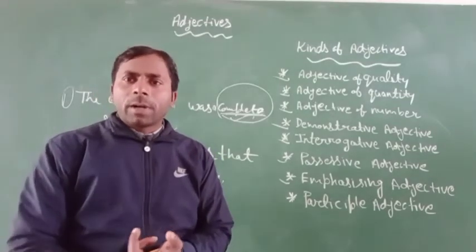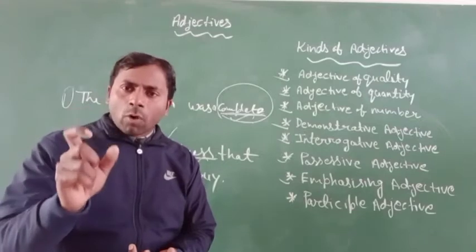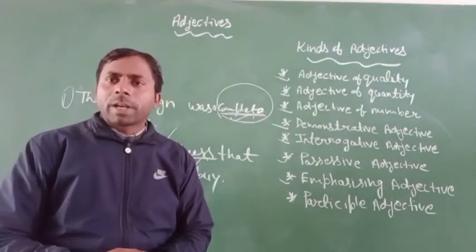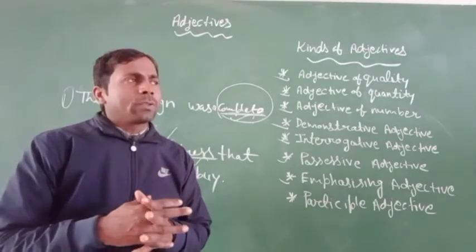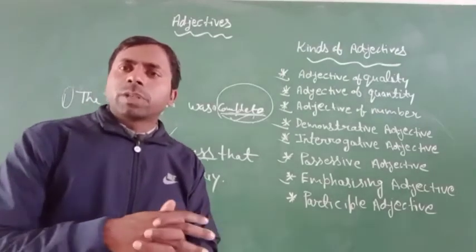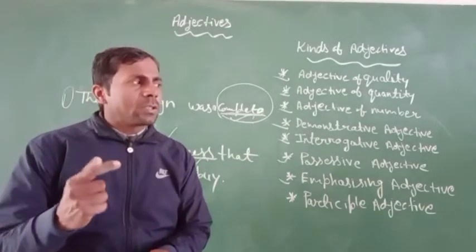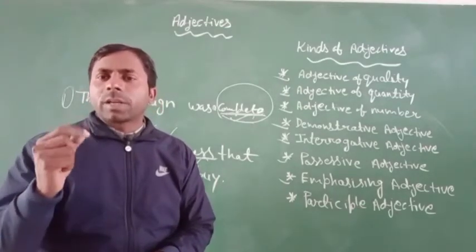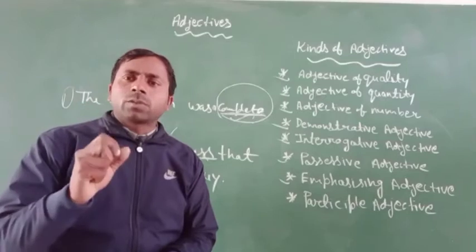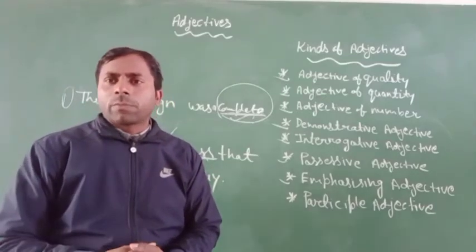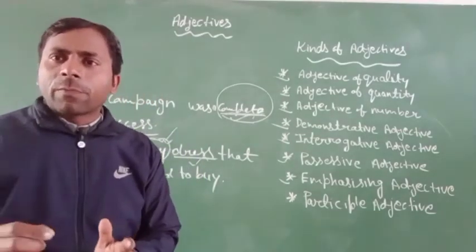Clear? For example, there is little hope of recovery. Hope is an uncountable noun, so we use the word little with hope. So wherever we have an uncountable noun, we have to use the word little. Second example: there were a few chairs. Here we can count the chairs in number, so it is countable and we can use few. Few chairs. Clear? Few means not many, while a few means some.